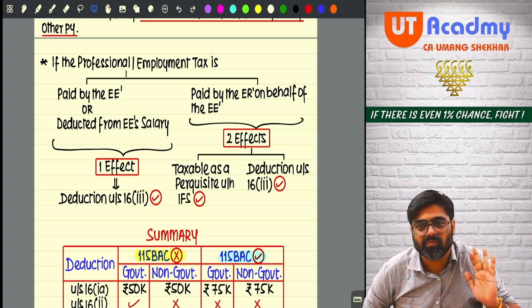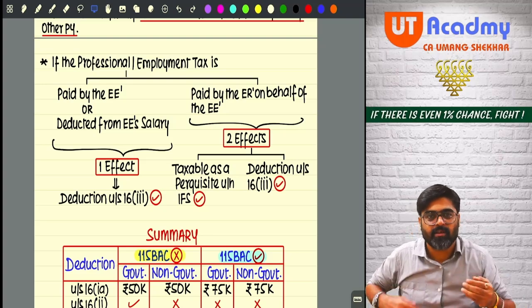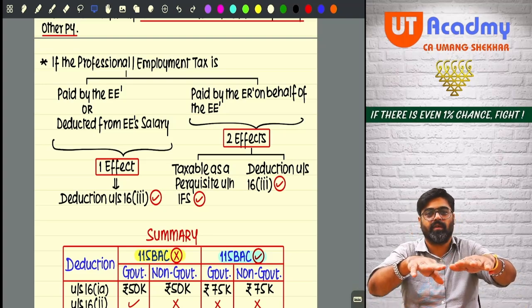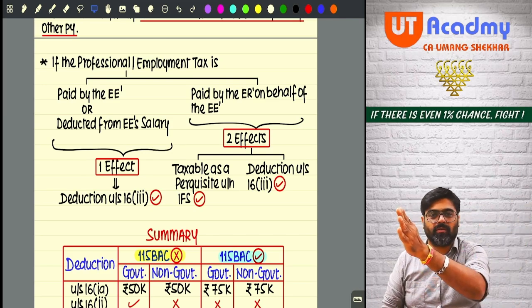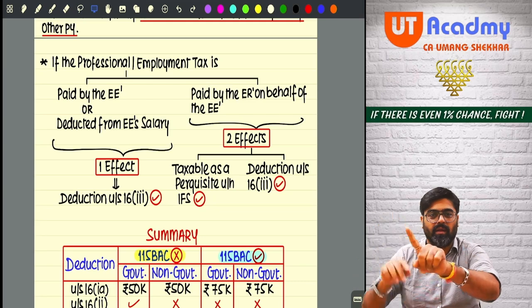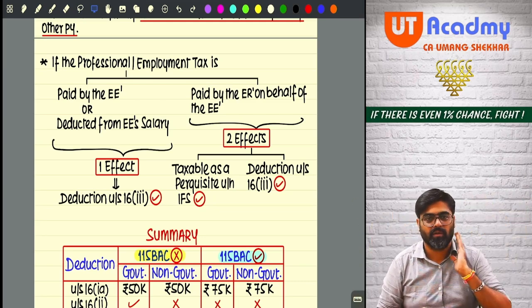Are you understanding the tax treatments? 1 lakh salary. From that you pay 2000. What will be the taxable salary? 1 lakh. And take the deduction for professional tax. First case done.